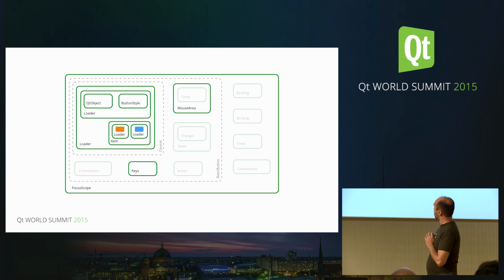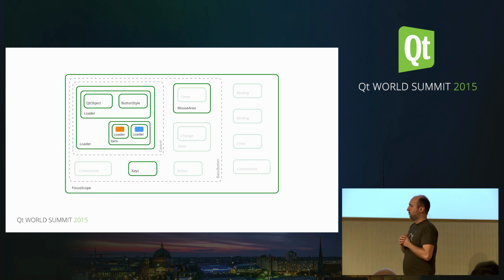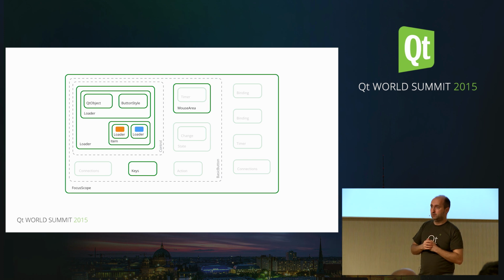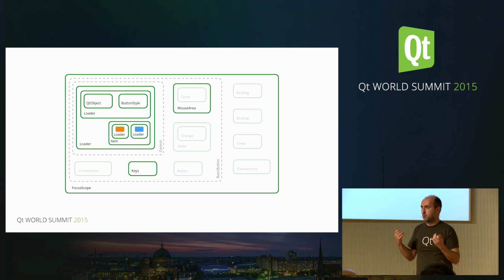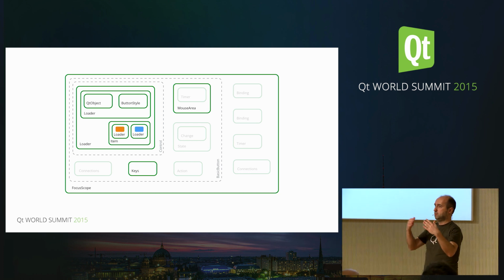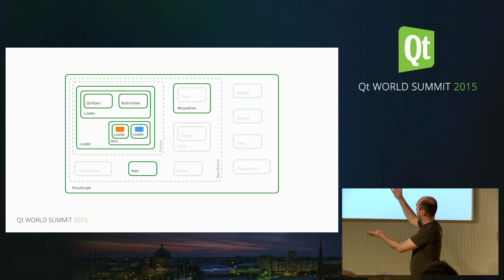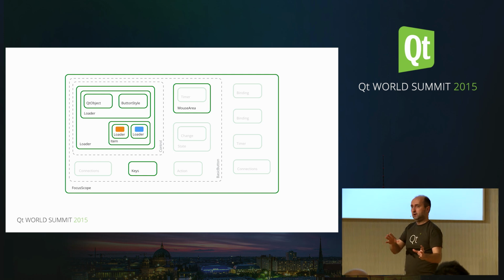For instance, both mouse area and keys attached property, if we were to implement them in C++, there would be basically no overhead per instance. It's just re-implementing a few event handlers, and you're done. So we started thinking, what if we move things to C++? So we started with this. Mouse and key event handling, we move to C++, and we save 2 extra objects.